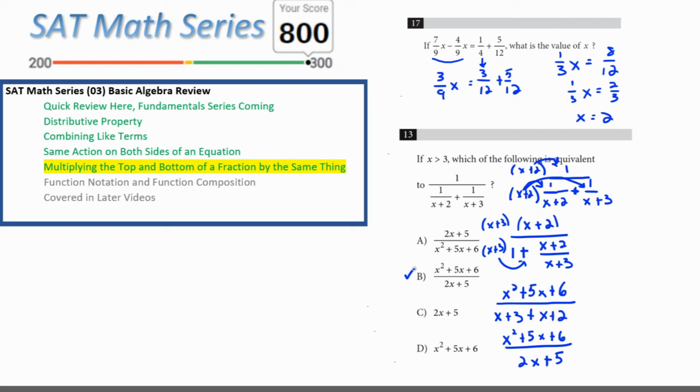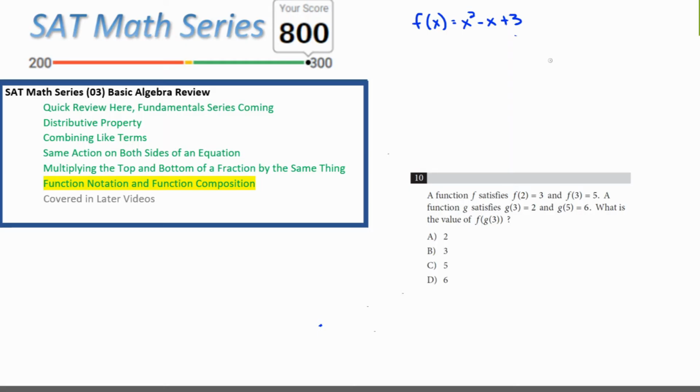Definitely a difficult problem for a review, but again, illustrating how powerful it is, how we need to have this skill of multiplying the top and bottom of a fraction by the same thing. Next, let's do a quick review of functions and composed functions.